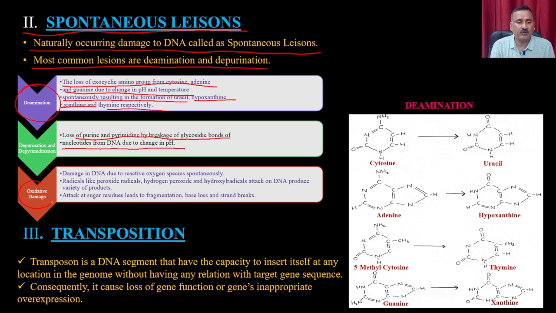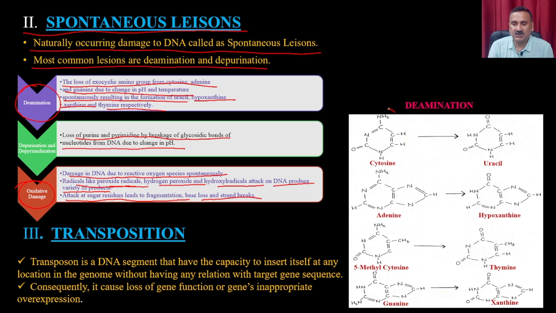And then you are also going to have oxidative damage, damage in the DNA due to reactive species spontaneously produced, radicals like hydrogen peroxide and hydroxyl radicals, which attack the DNA and produce a variety of products. Attack at the sugar residue leads to fragments, base loss and strand breaks. So all of these things can also lead to frame shift mutations and spontaneous mutations as well. So these are some of the examples.